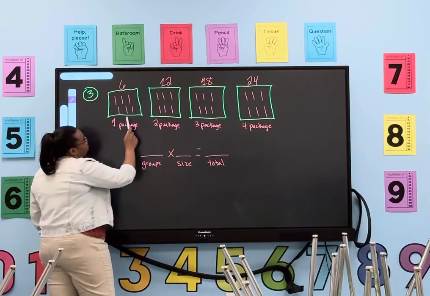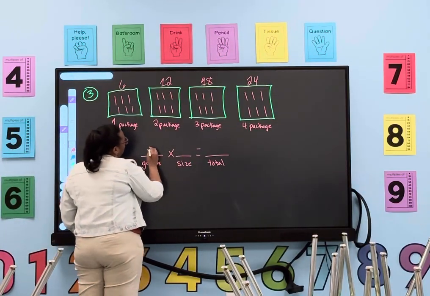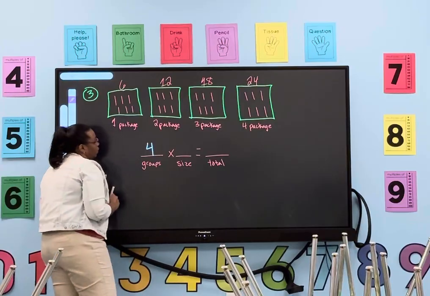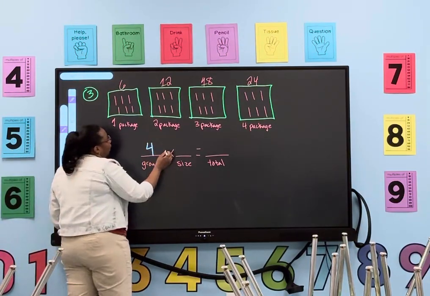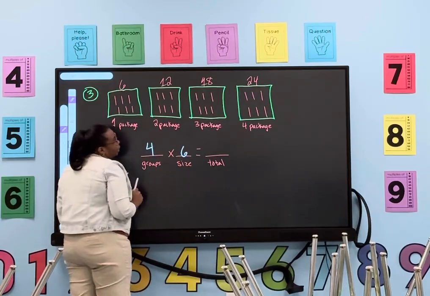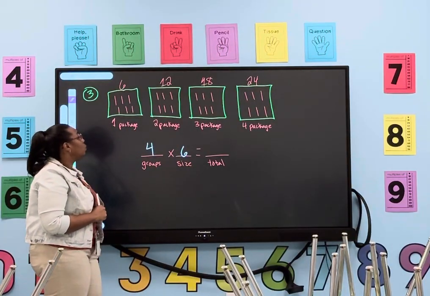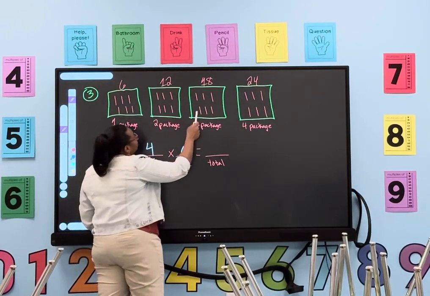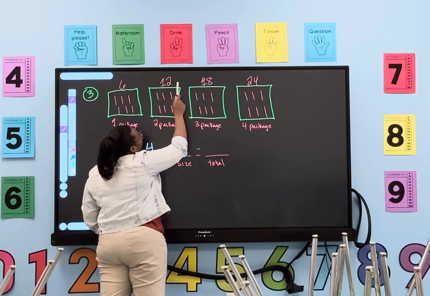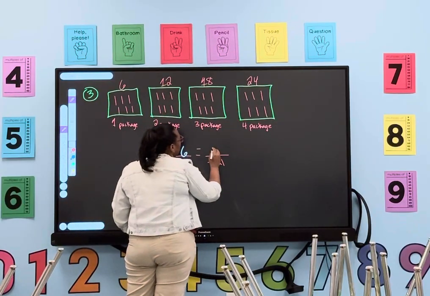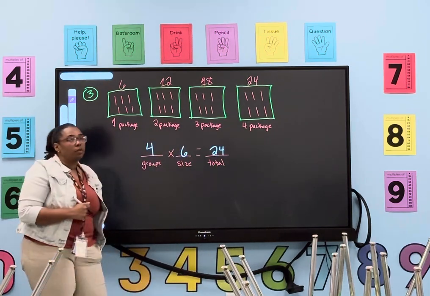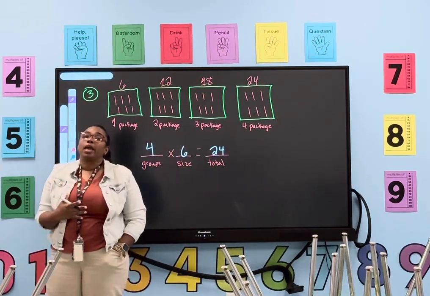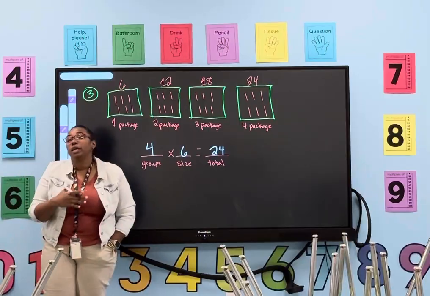Okay, now, if I look at this, well, for my groups, I have 1, 2, 3, 4. So 4 is going to be my first number. The size of each group, well, inside of each group, I have 6. And then the total, we did our skip count. Our skip count was 6, 12, 18, 24. So the total was 24. So now we know that they have a total of 24 markers, so we can answer the question.